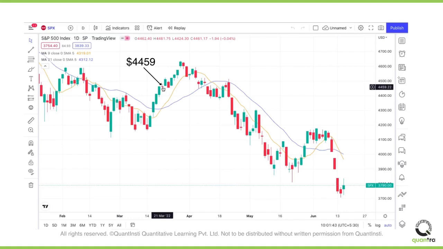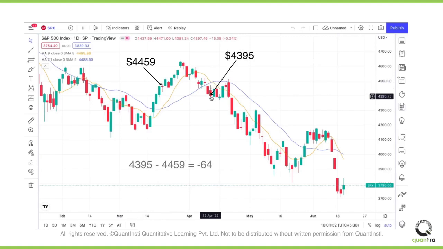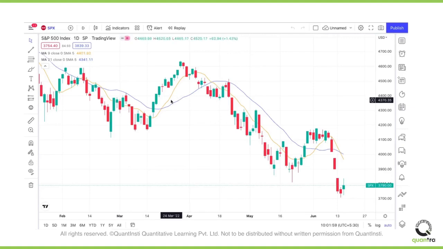$4,459. On the 12th of April, the exit condition was met. Here the price was $4,395. So he has incurred a minor loss with this trade. Let's try to understand why this happened.